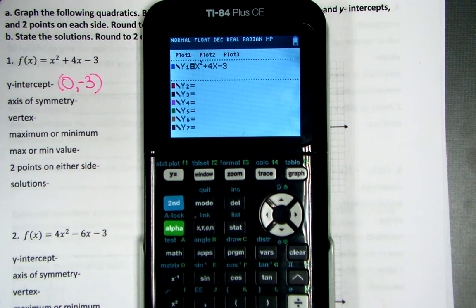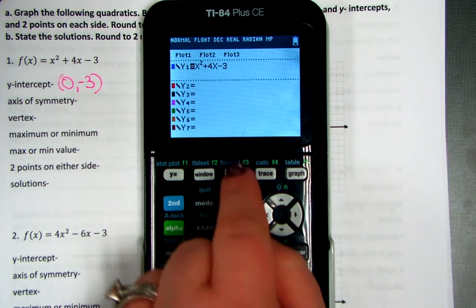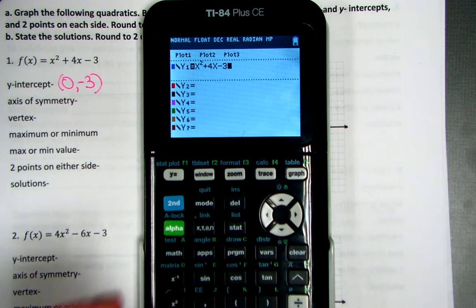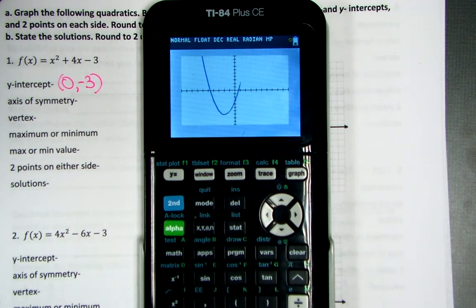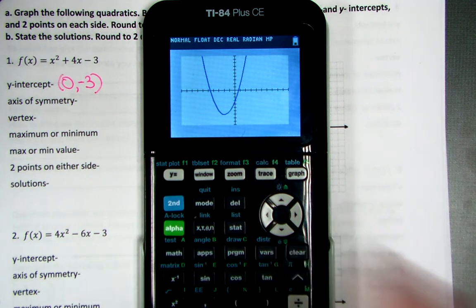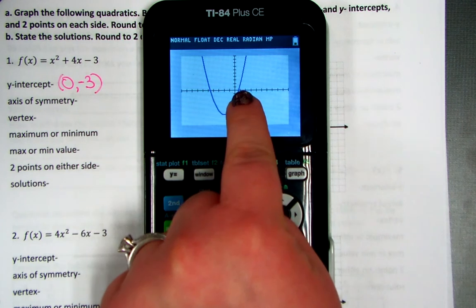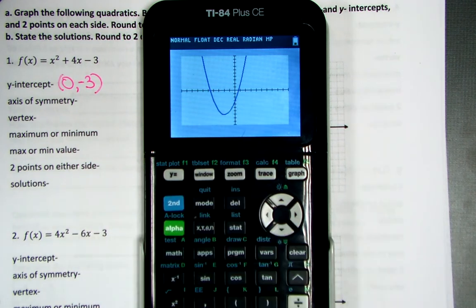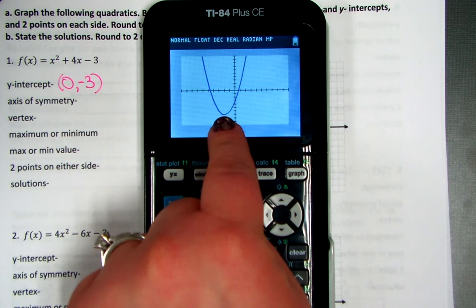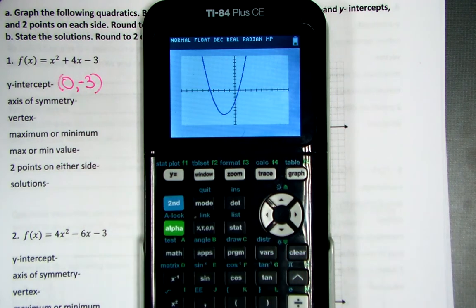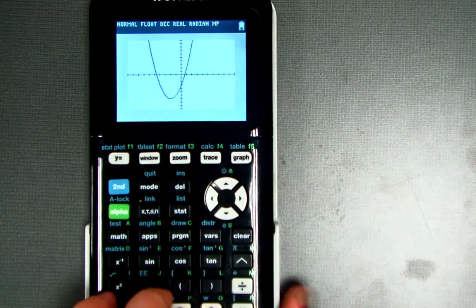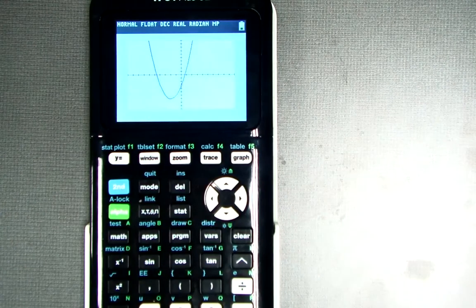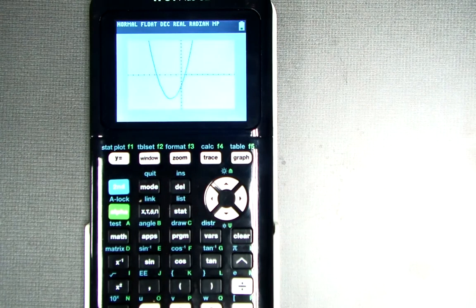The next step would be to actually take a look at it and see what it looks like. We can make sure that we have a standard negative 10 to 10 window by hitting zoom 6. And there's some things that we can tell just by looking at this graph. One is that it's going to have two solutions because it crosses the x-axis in two locations. It's going to have a minimum value because it is opening up. We can also tell that it's going to have a y-intercept that's serving as one of the 2 points that's listed on the side.